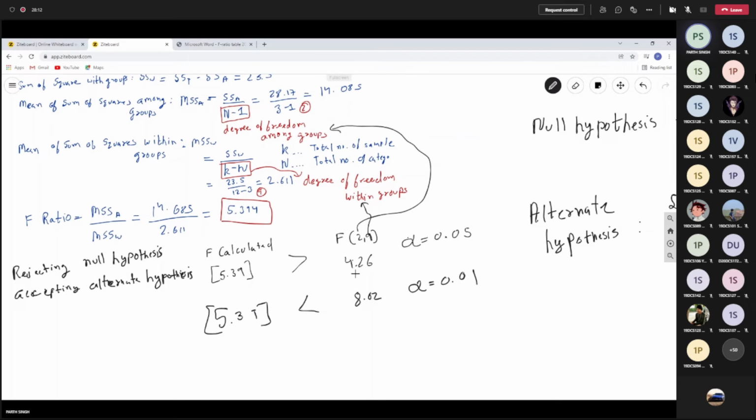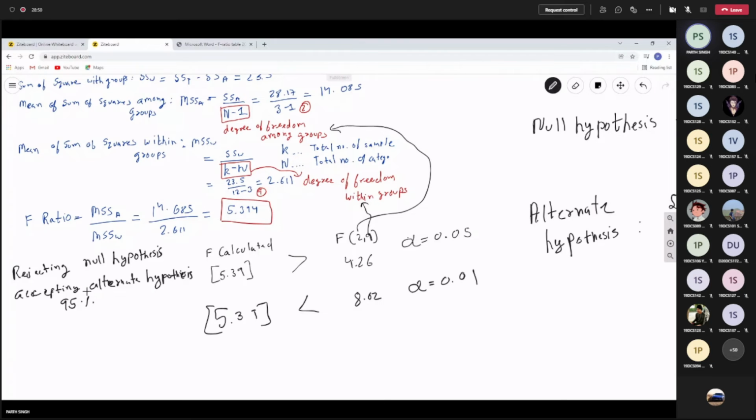So what does that mean? With this statement we are saying, with 95% confidence, that we should reject the null hypothesis and accept the alternate hypothesis. That means in words, we are saying that with 95% confidence there can be a significant effect of noise on the number of questions solved.